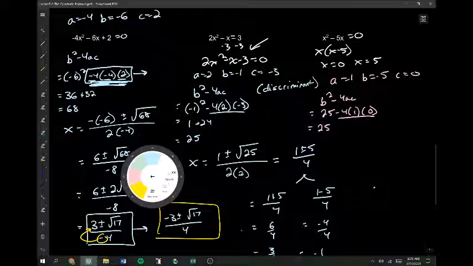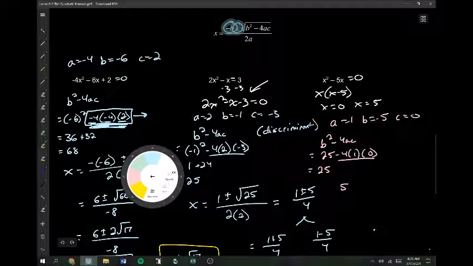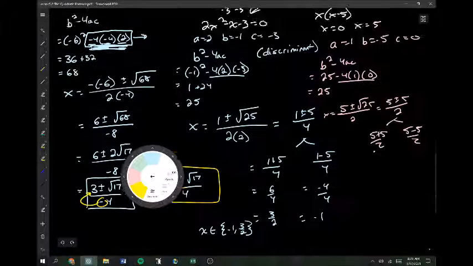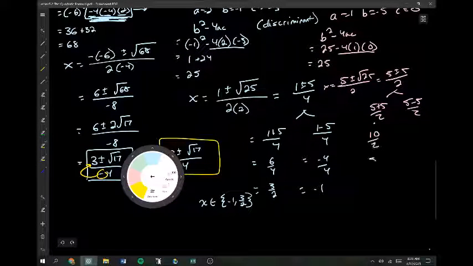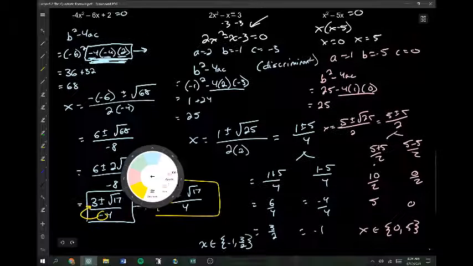So now we're going to have negative b. I'm doing the quadratic formula here, right? So negative b is positive 5 plus or minus the square root of 25 all over 2. Well, this is 5 plus or minus 5 over 2, which is going to be either 5 plus 5 over 2 or 5 minus 5 over 2. So it's 10 over 2, which is 5, or it's 0 over 2, which is 0. So this is my solution set, just like I got when I factored it.